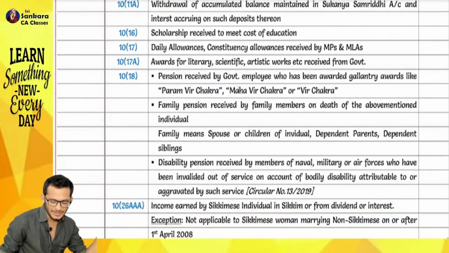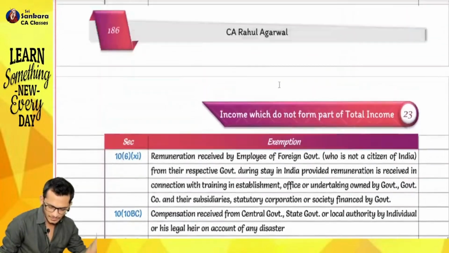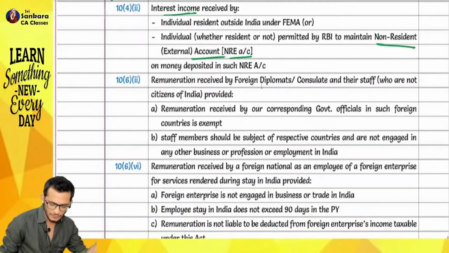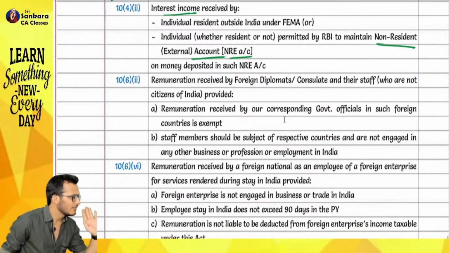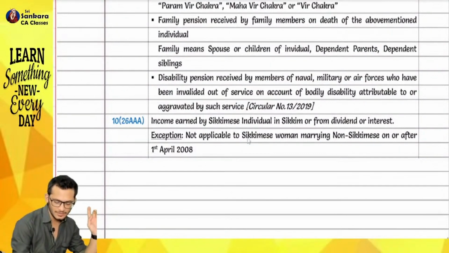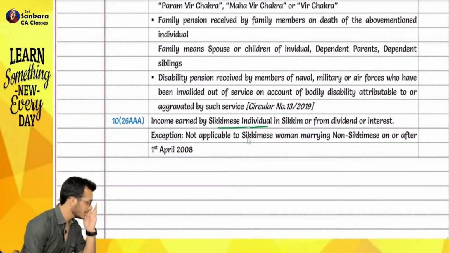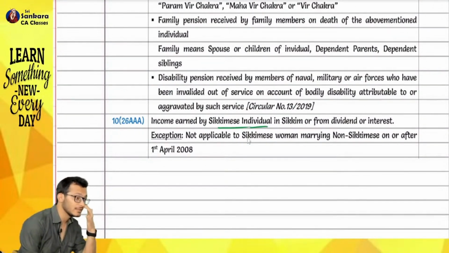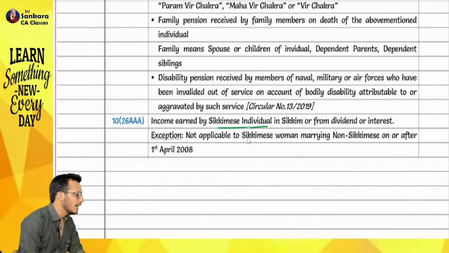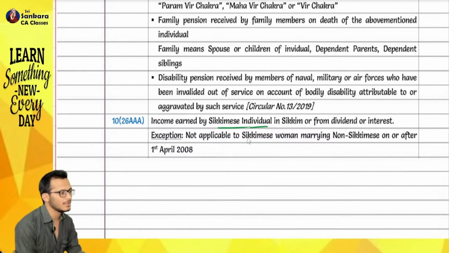Pension received by government from Param Vir Chakra, Mahavir Chakra, Vir Chakra, and then there is this thing, foreign diplomats, consulates, weird names and all, always exempt from taxes. And I think the last one which is there from exam is Sikkim individual. If you are any kind of Sikkim person, whatever income you earn from Sikkim will be exempt from taxes, and apart from that, whatever passive income you have will be exempt from taxes.